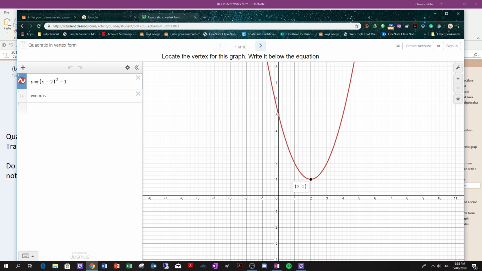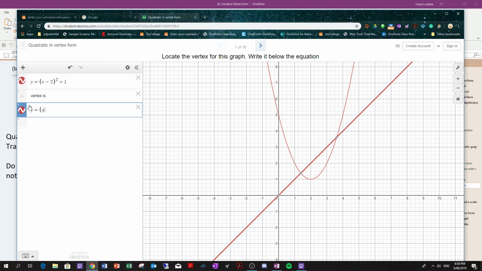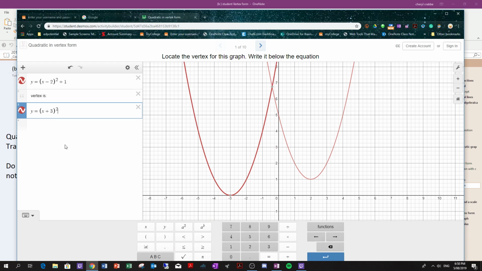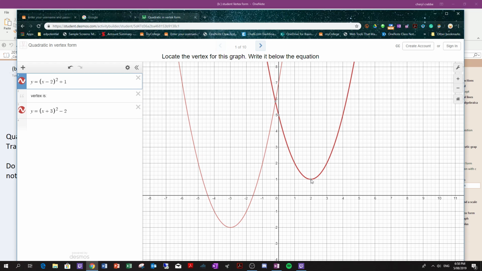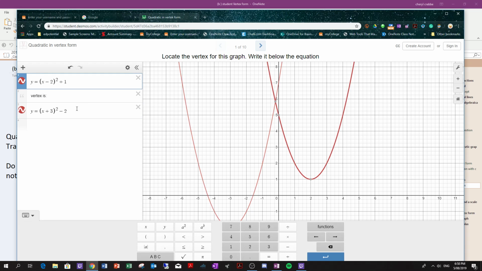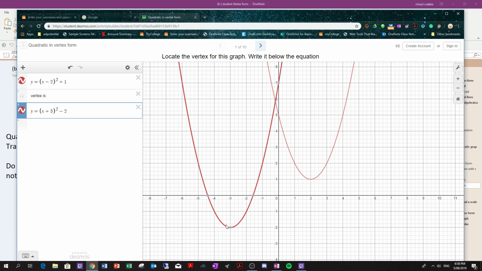Okay? Now if you look at the equation and you look at the vertex, you should see that there's a bit of a pattern or a bit of an association with that. Now if I was to write another equation in vertex form, let's go x plus 3 squared, and let's go minus 2. Now look at those numbers and then look at where the new vertex is. Vertex of the first one against the equation, vertex of the second one against the equation.